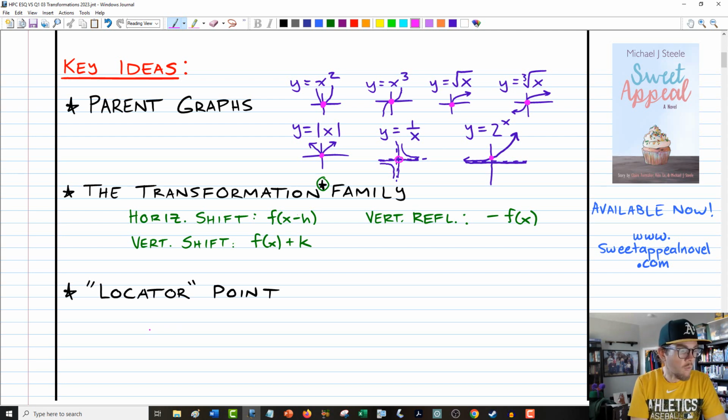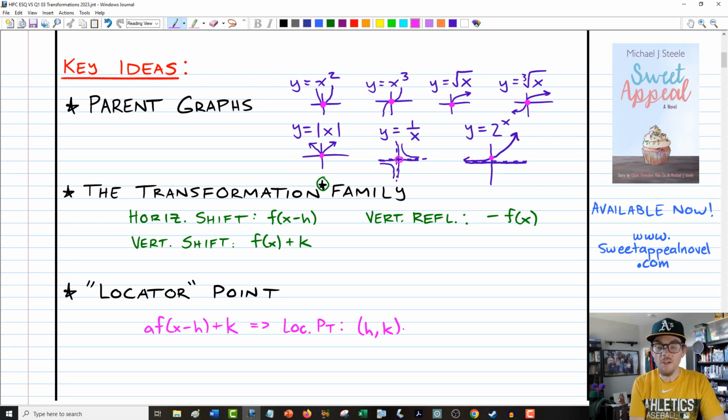But basically, they're a point that provides definition and gives us a little bit of context for where to kick things off. The important thing for you to know, though, is that if you have a transformed function, which I'm going to write as a times f of x minus h plus k, and I guess that technically I shouldn't have an a here, but we'll let it go. That's going to give us a locator point of h comma k. So it's basically the combination of your horizontal shift and your vertical shift. That tells you where your locator point's going to be in pretty much every single case. So that's what we're looking for when we talk locator point.